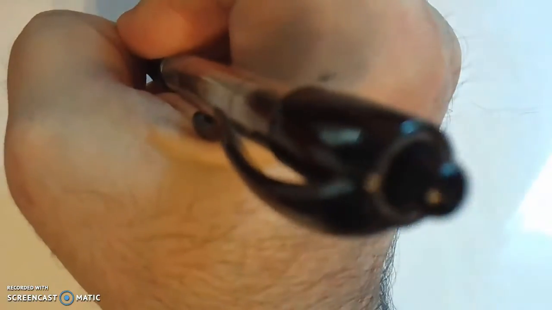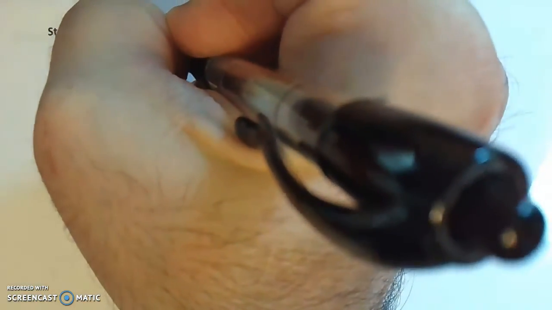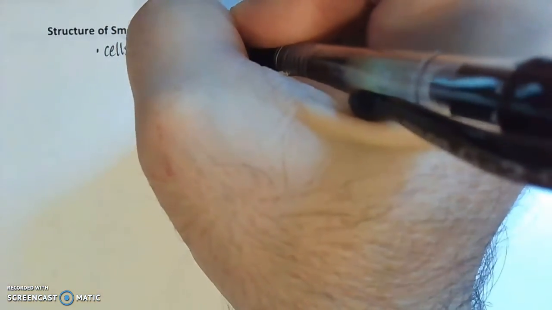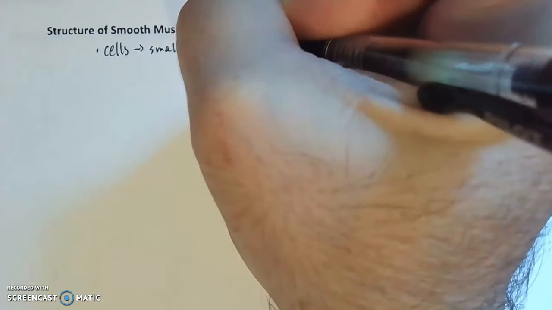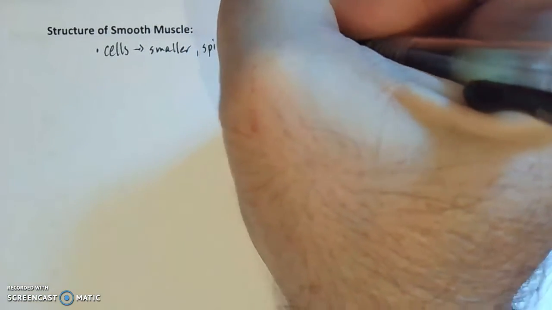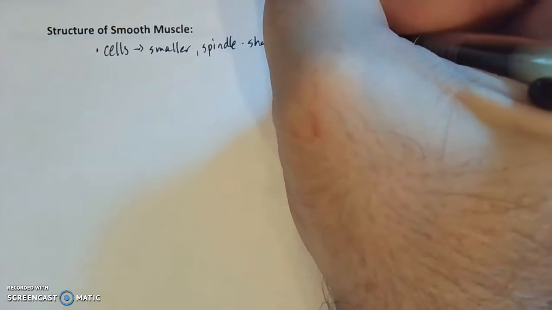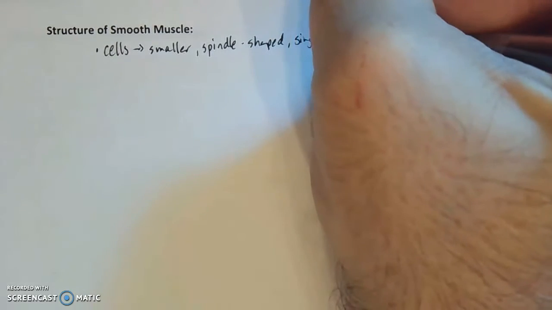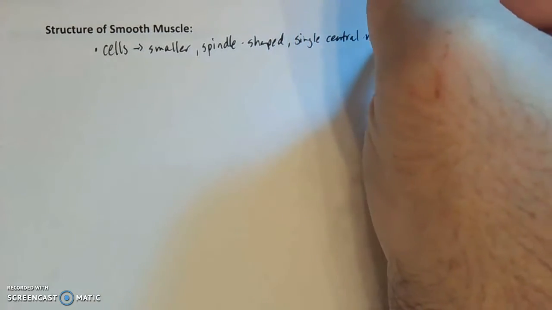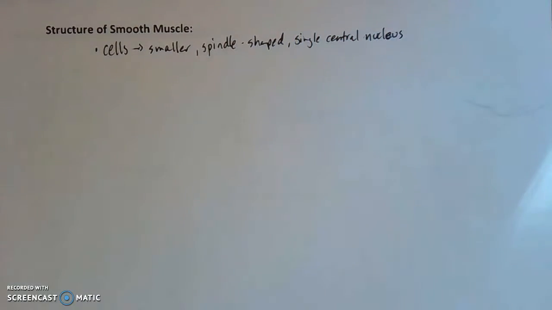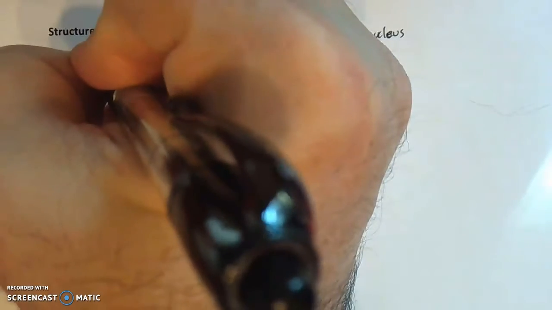So the cells are smaller than skeletal muscle. They are spindle shaped instead of being like a thread. And they have a single central nucleus, unlike skeletal muscle, which was multinucleated on the outside section. The filaments are arranged a little bit different.